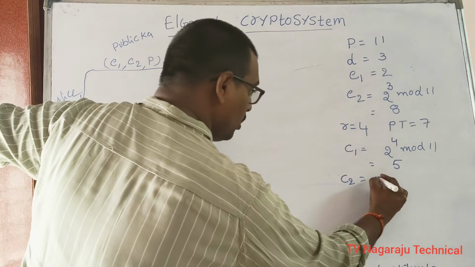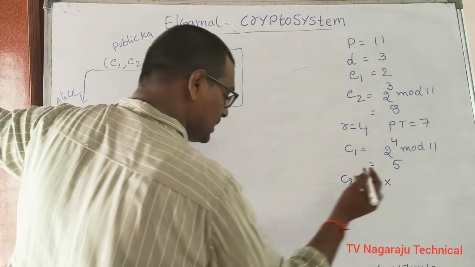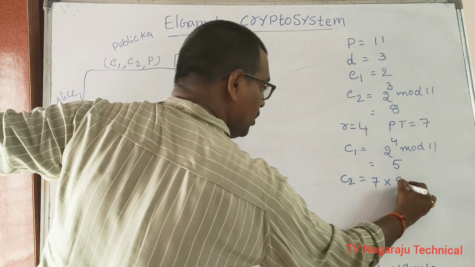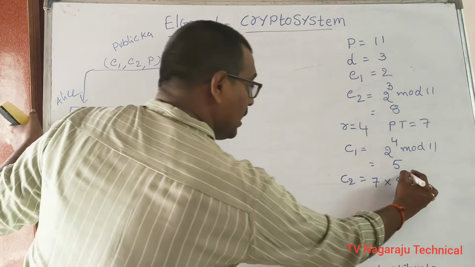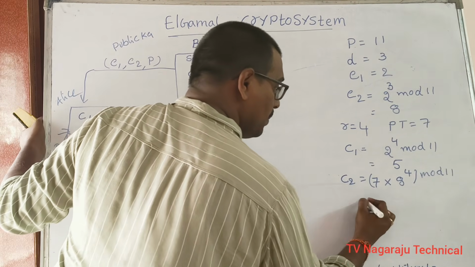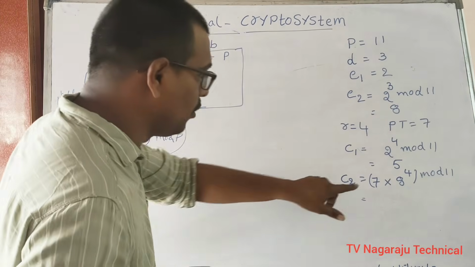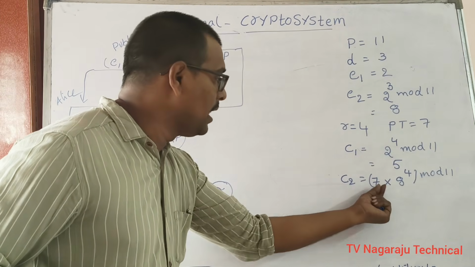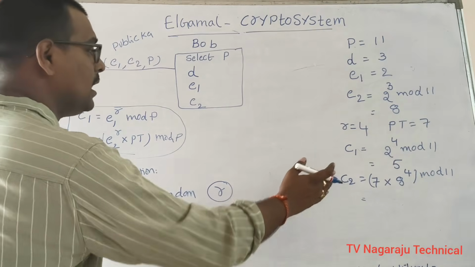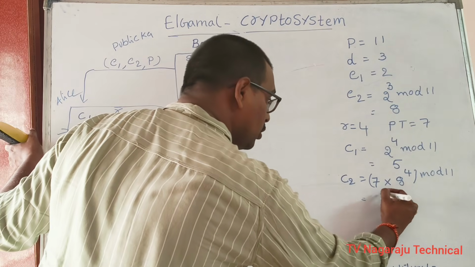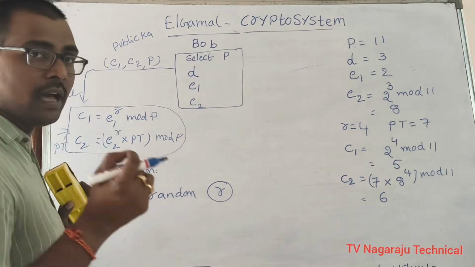Now calculate the second cipher text. C2 is equal to, what is my plain text? 7 into E2. What is my E2 value? 8 power R mod 11. Simply calculate 8 power 4. 8 8s are 64, 64 into 64 mod 11. Multiply with 7. Simply if you do the calculation, we are getting a value 6.